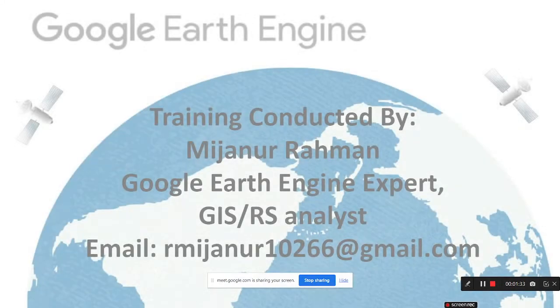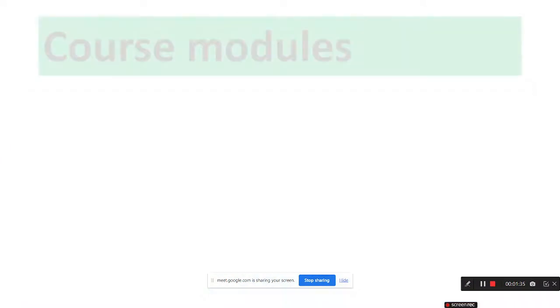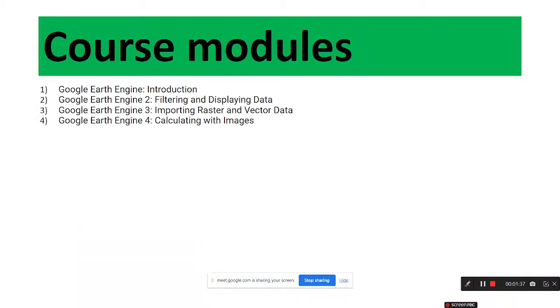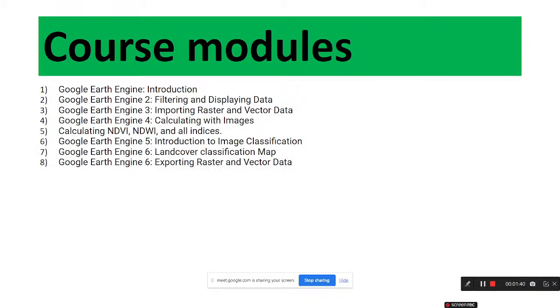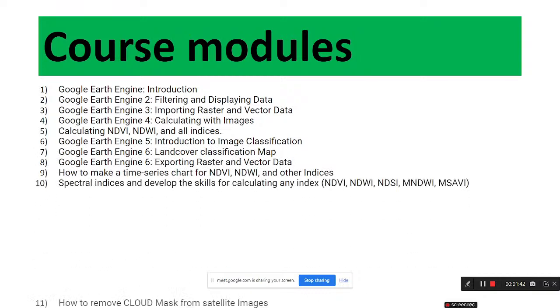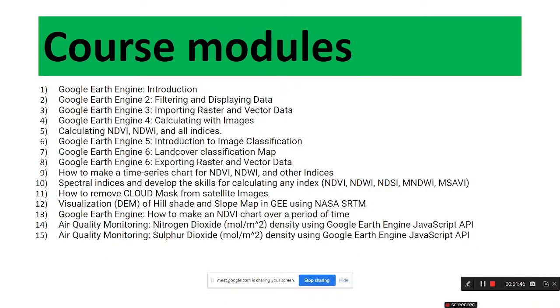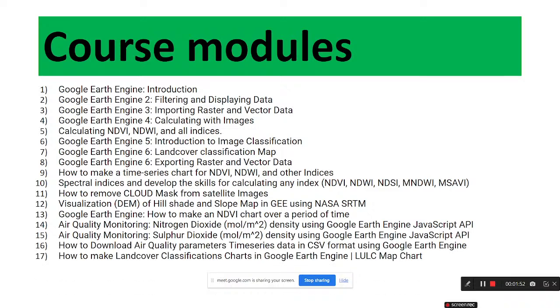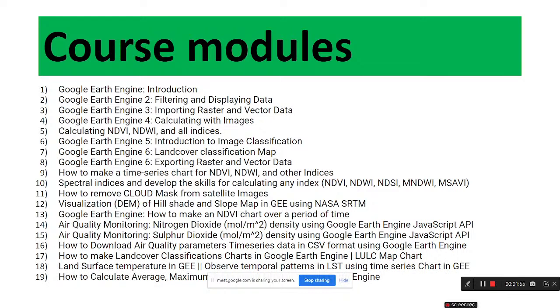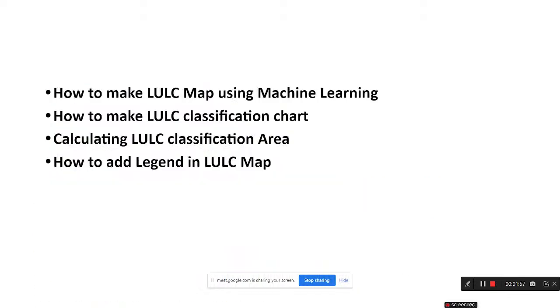Okay, so basically today I will try to discuss the topic in Google Earth Engine platform, how you can easily make the land use land cover classification map using the different types of machine learning. It can be random forest, classification and regression trees, minimum distance, support vector machine. How you can easily apply this type of machine learning model and make the land use land cover classification map.